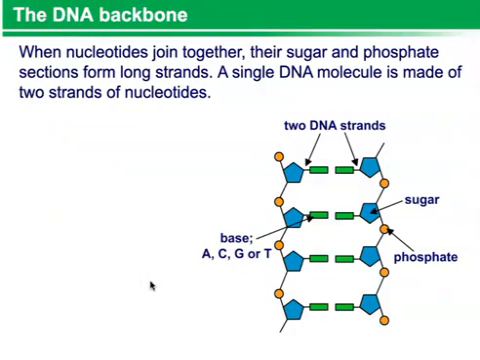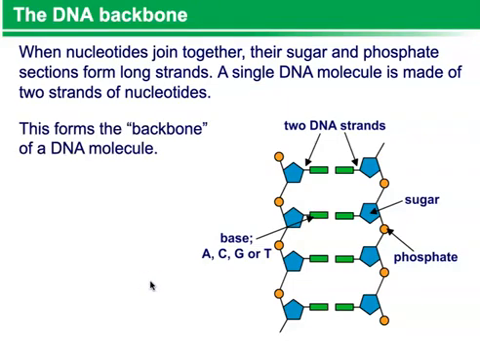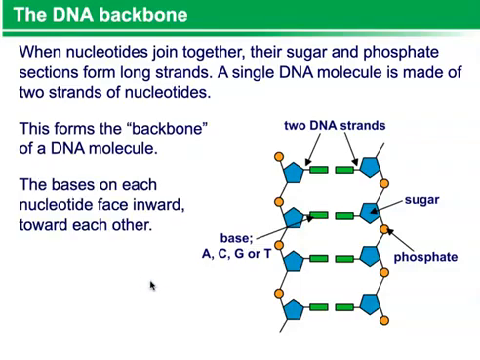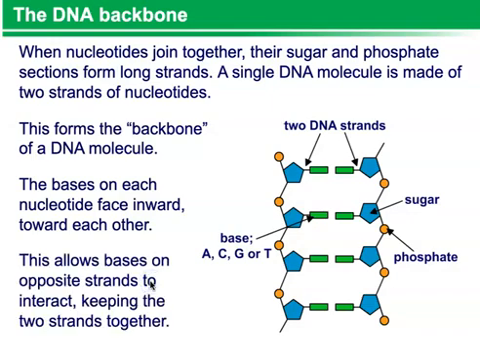The DNA backbone. When nucleotides join together, their sugar and phosphate sections form long strands. A single DNA molecule is made of 2 strands of nucleotides. This forms the backbone of a DNA molecule. The bases on each nucleotide face inward, towards each other. This allows bases on opposite strands to interact, keeping the 2 strands together.